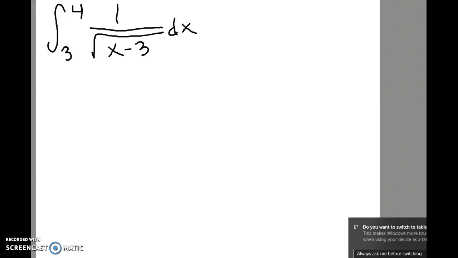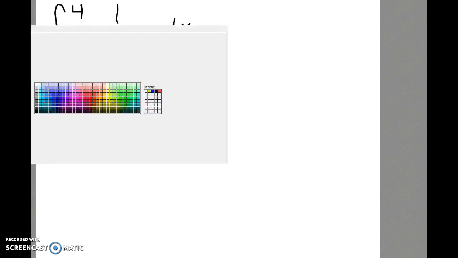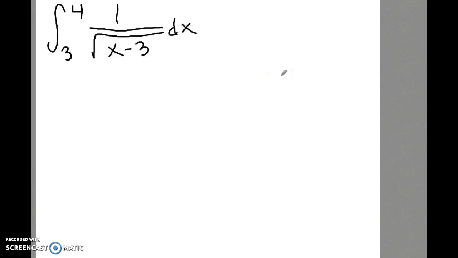Okay, I've got one last example for you, where we've got an infinite discontinuity in the interval of integration. I wanted to handle this one without having the graph of the integrand in front of us, just to reiterate that you don't really need to know detailed information about the graph of 1 over the square root of x minus 3 to set this thing up as a limit.